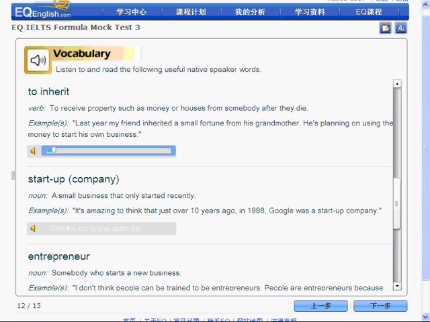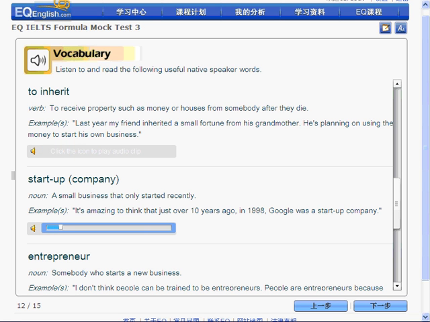To inherit. Verb. To receive property, such as money or houses, from somebody after they die. Last year, my friend inherited a small fortune from his grandmother. He's planning on using the money to start his own business.